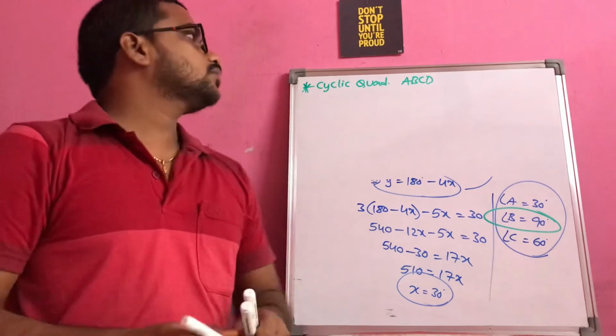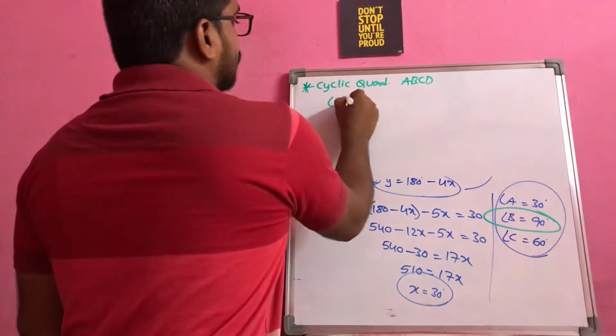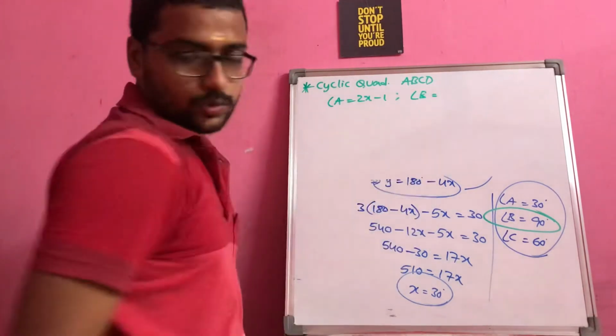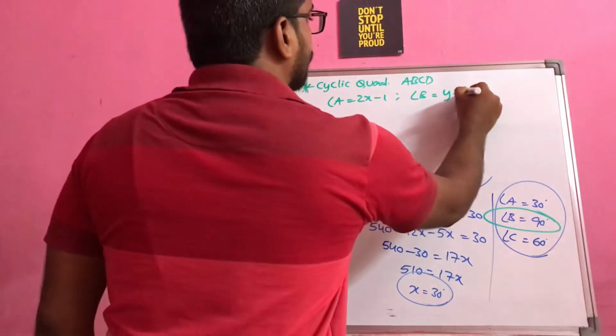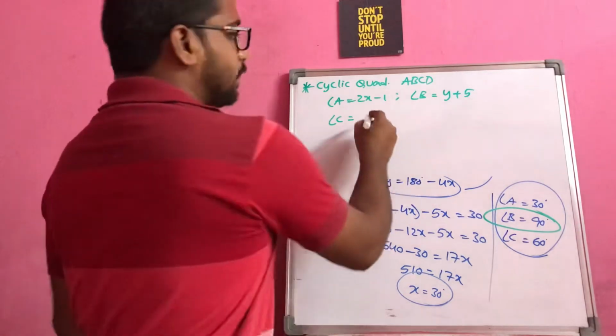Okay. So let us see in this question what they had given. Angle A is equal to 2x minus 1. Angle B is equal to y plus 5. Angle C is equal to 2y plus 15.